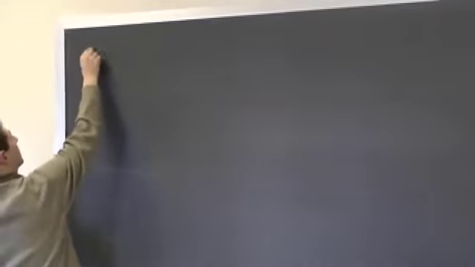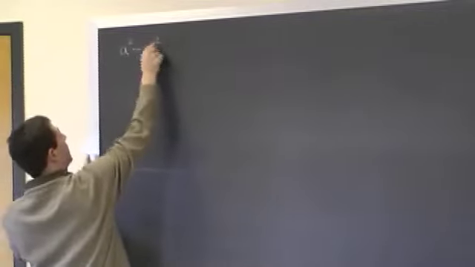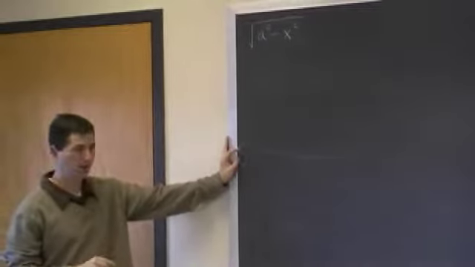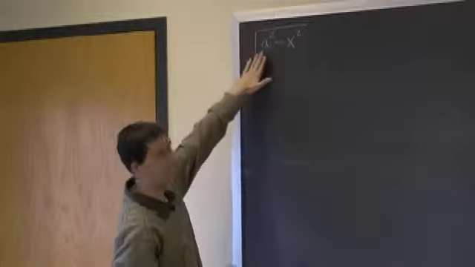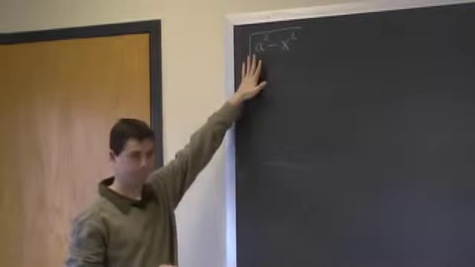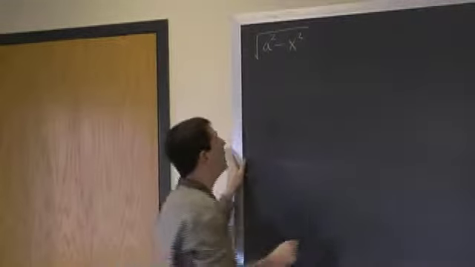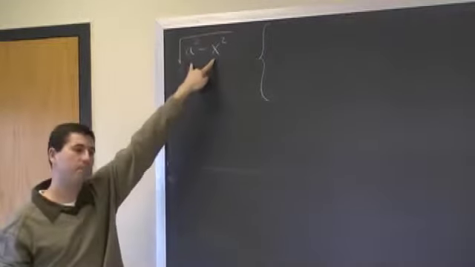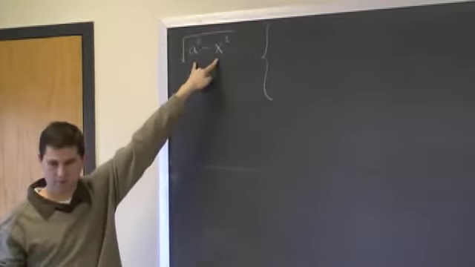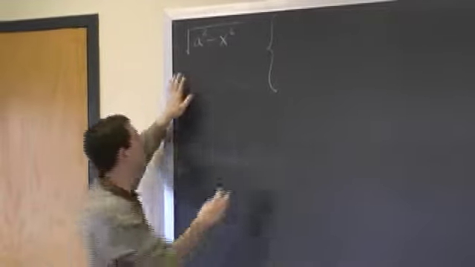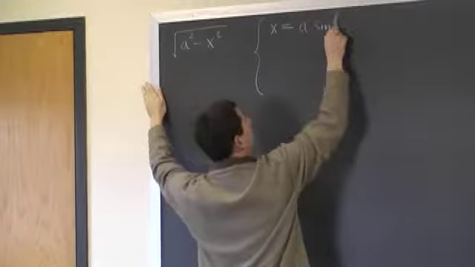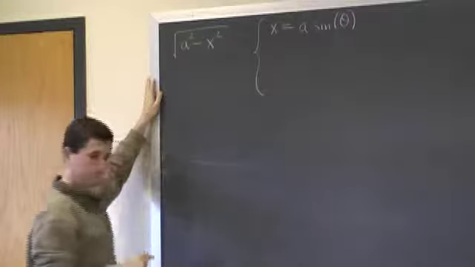So we started by considering the following: the square root of a squared minus x squared. And remember, through all this, a is always greater than 0. And we said if we're going to see this in an integral, then we're going to want to make some sort of substitution. And the substitution is to replace x by a times sine of theta.